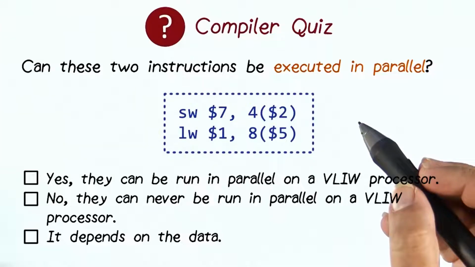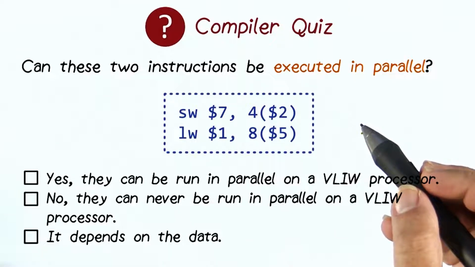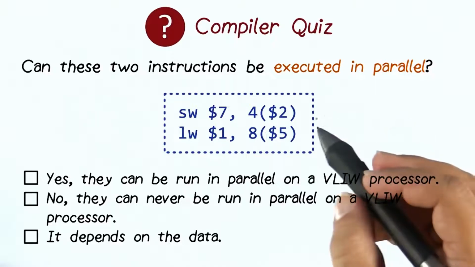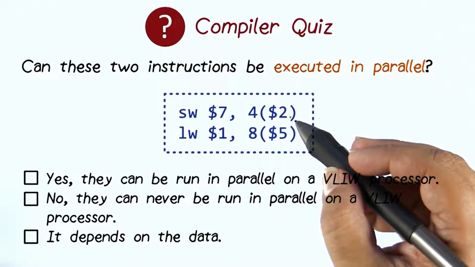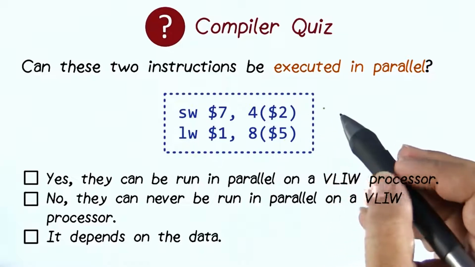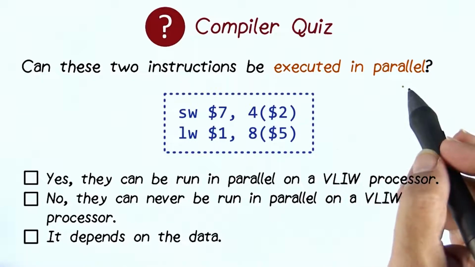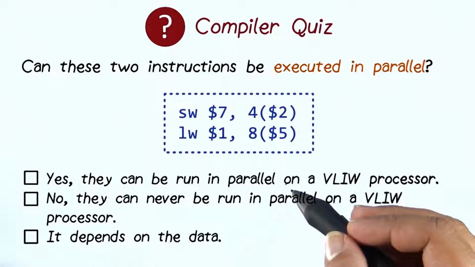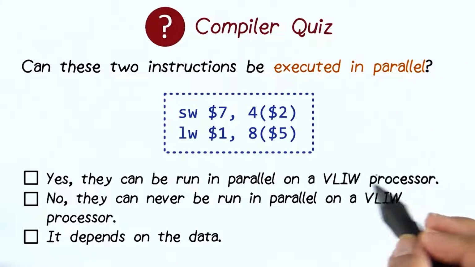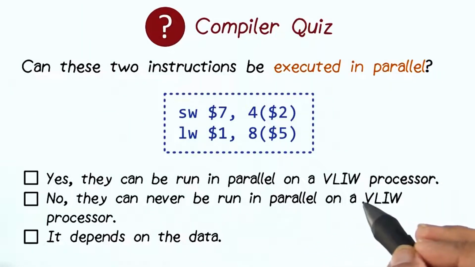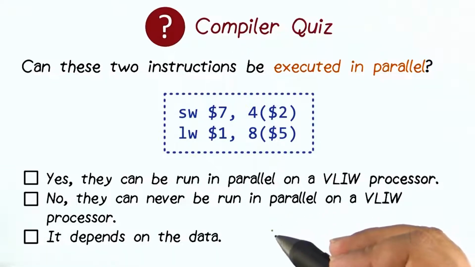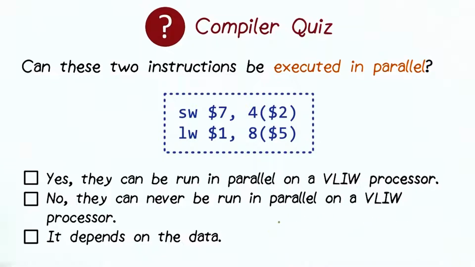So earlier we saw how VLIW is very much dependent on the compiler's ability to parallelize the instructions. So let us take a simple quiz to find out where we are and how well we understand the parallelization of instructions. The question is, we have two instructions here. The first one is a store, the second one is a load. And the question is whether these two can be executed in parallel by a VLIW compiler. The choices are, yes, they can be run in parallel on a VLIW processor. No, they can never be run in parallel on a VLIW processor. And the third choice is, it depends on the data. Please go ahead and mark your choices and then we'll look at the answers.